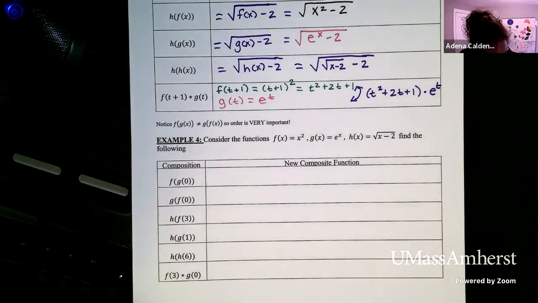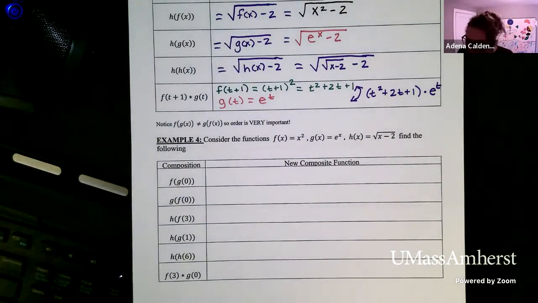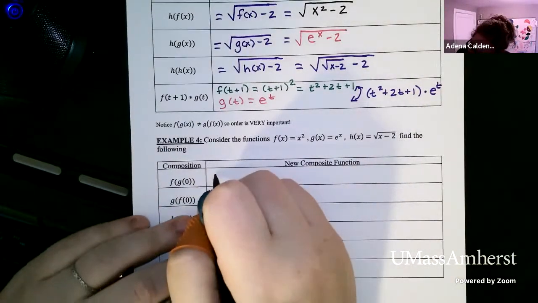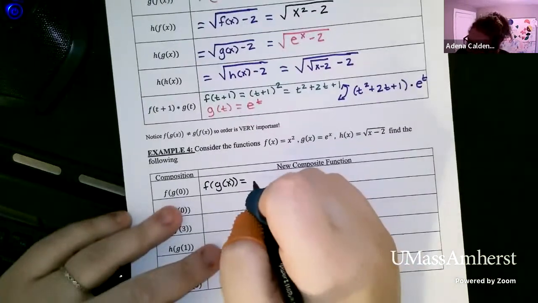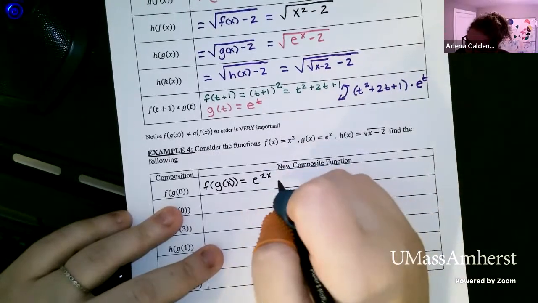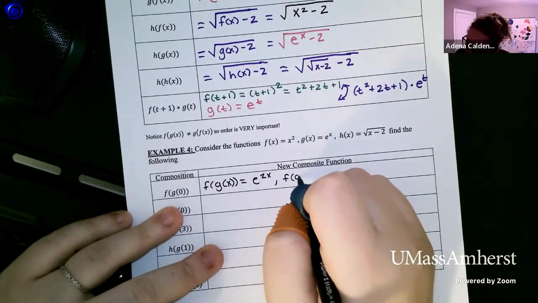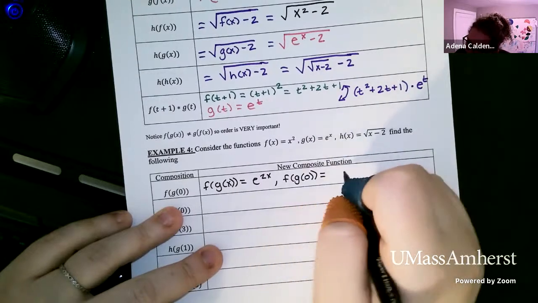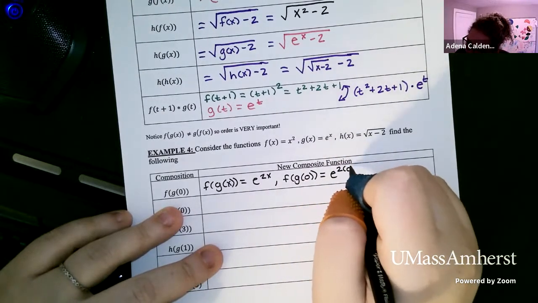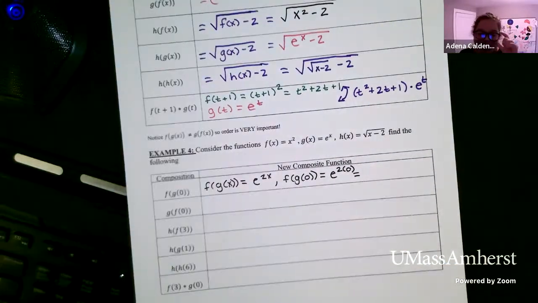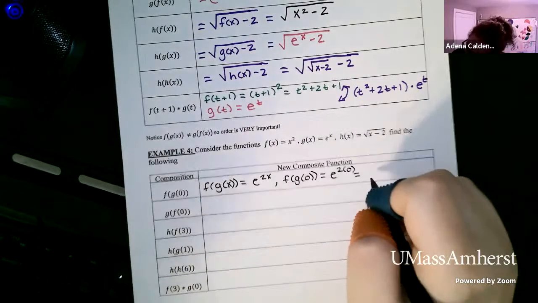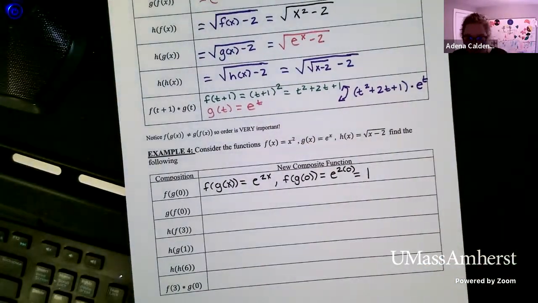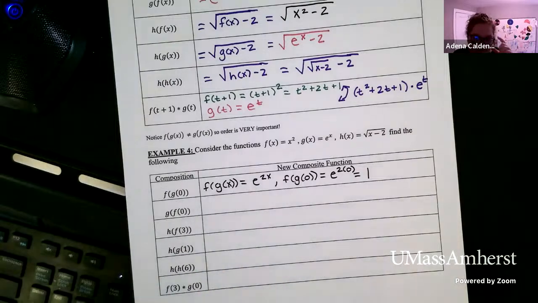So for f of g of 0, the first method would be to take f of g of x, the composite function, which we did up here, which was e to the 2x, and then say, okay, then f of g of 0 is e to the 2 times 0. Now, 2 times 0 is 0, and then you'll have e to the 0. Anything to the 0 power is 1. Okay, so you can compute it based on the composite function.